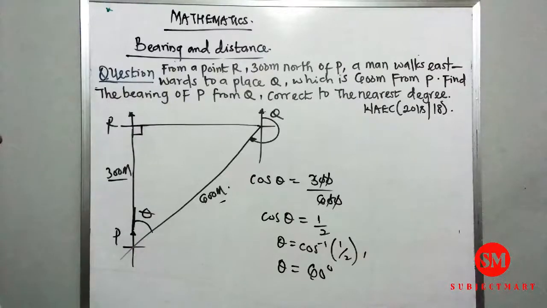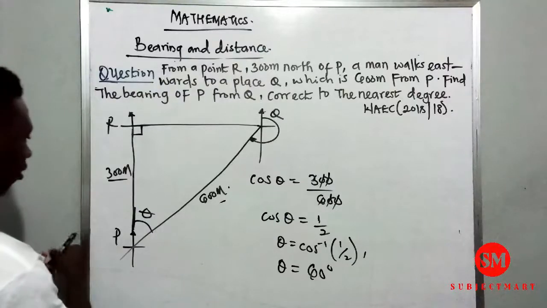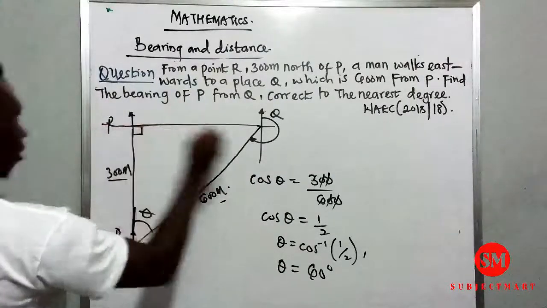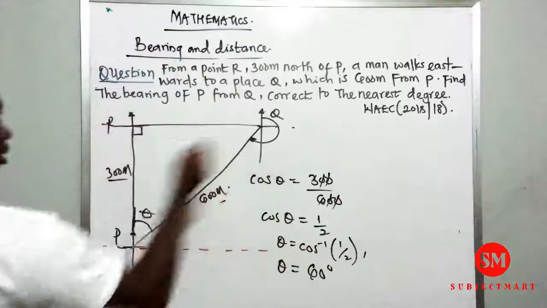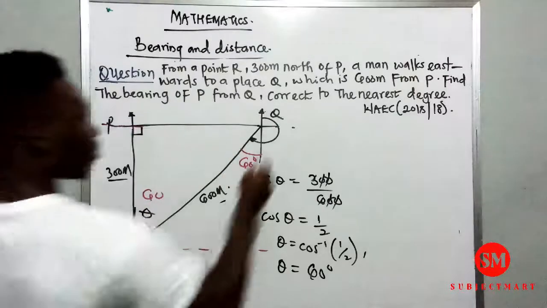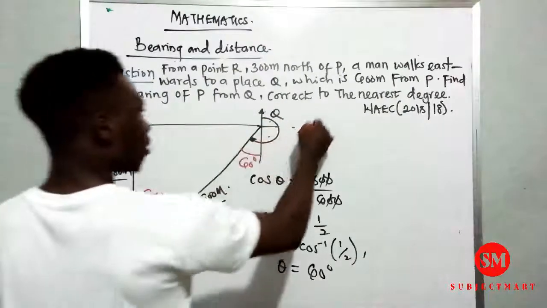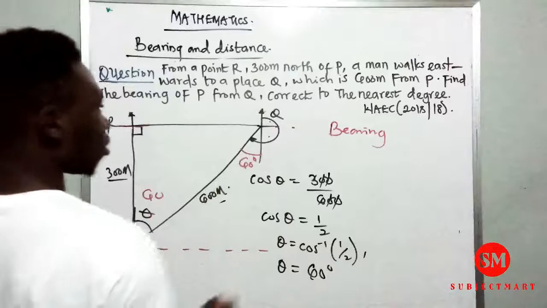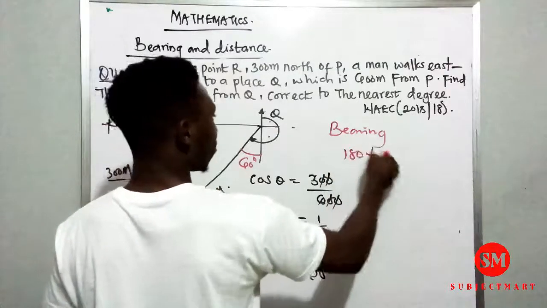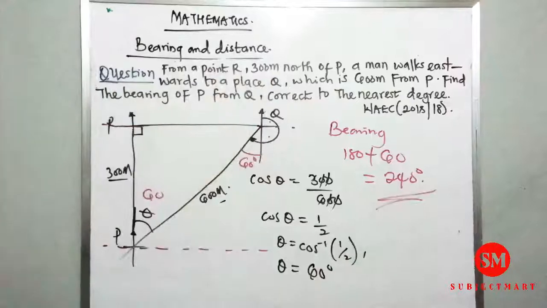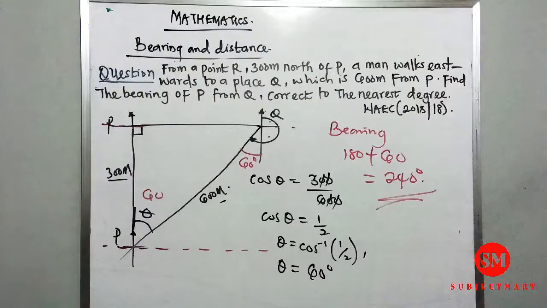If here is 60, now we can go further. Here is 60 degrees. Don't forget, this is a transversal. I explained this earlier. These are parallel lines. So we have 60. If here is 60 degrees, then here is 60 degrees. So from here to here is 180. So the bearing from Q to P is going to be 180 plus 60, that is equal to 240 degrees. And that is very easy. That's the answer to that question that came out in WAEC 2018, question number 18.